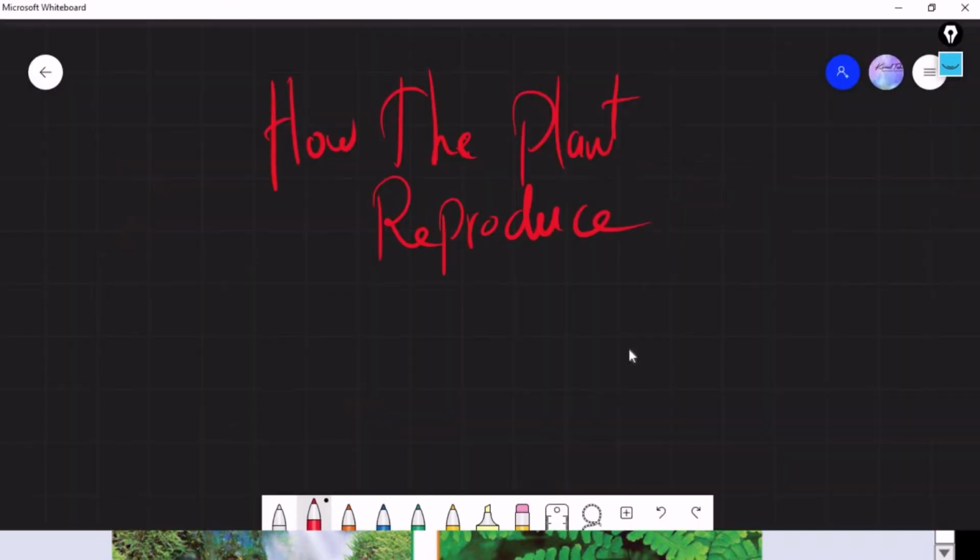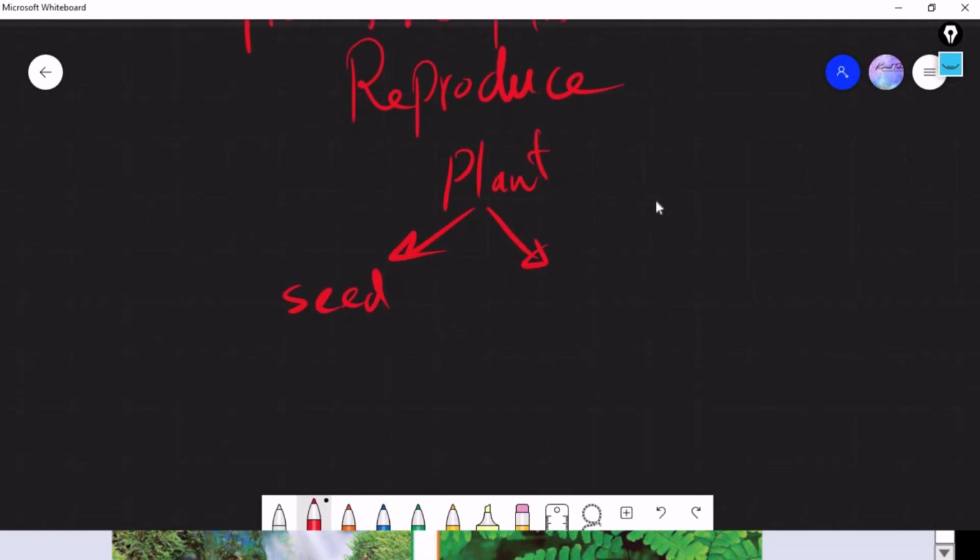Okay, now at the beginning guys, the plant has two very big groups. We have seedling plants or seed plants, I mean plants with seeds. On the other hand we have plants without seeds.